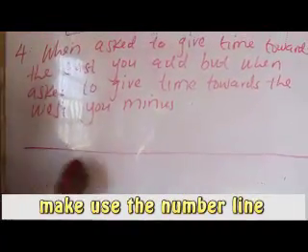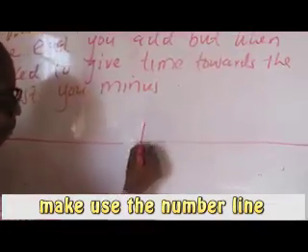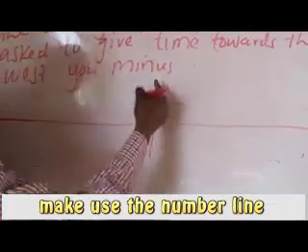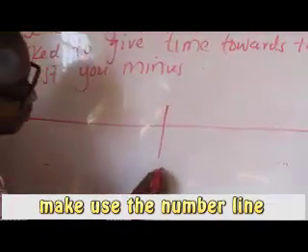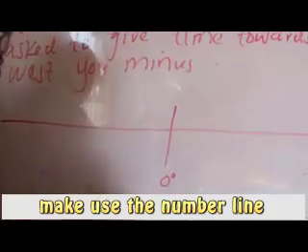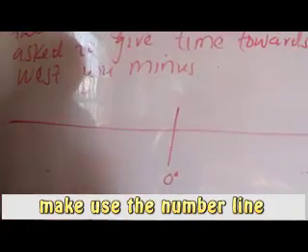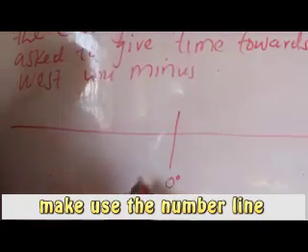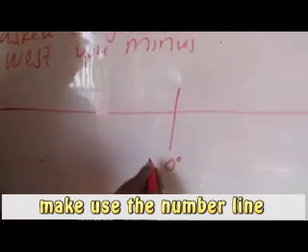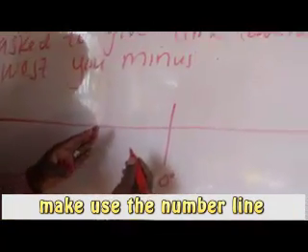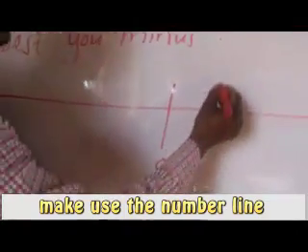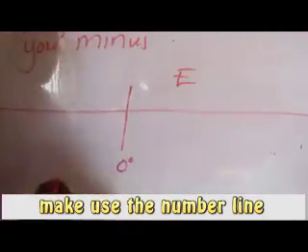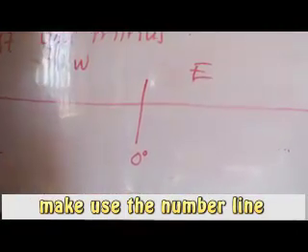Your number line like that. Then in the middle, you make a longer line like that. So this is 0. This is the Greenwich meridian, which is marked as 0 degrees. The Greenwich meridian, also known as the prime meridian, differentiates the eastern longitudes and western longitudes.